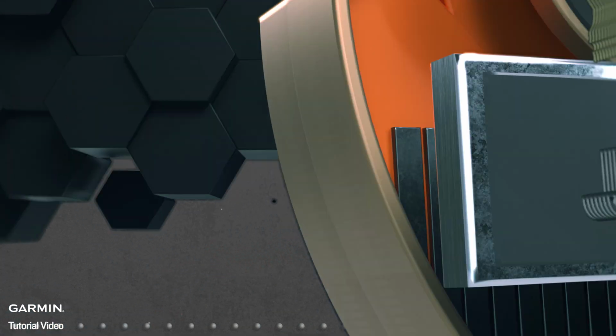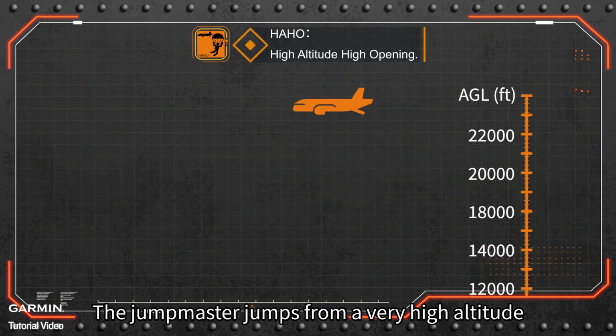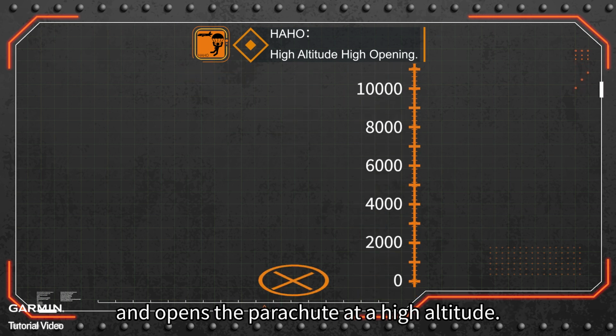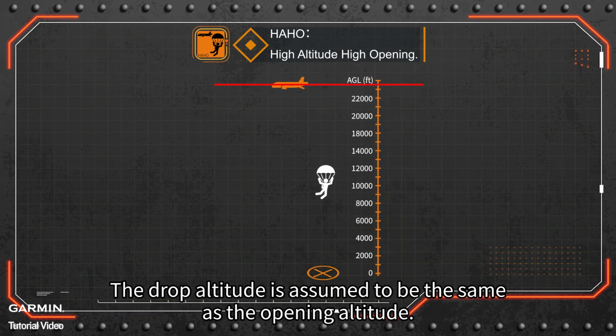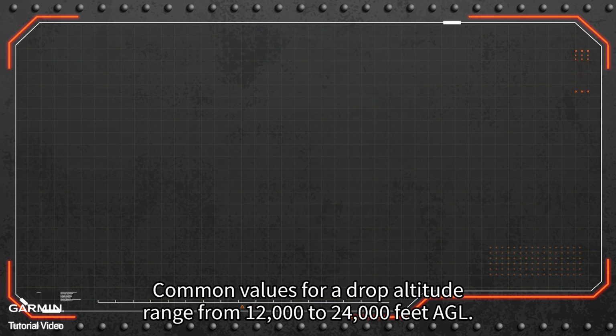Jump types. HAHO, high altitude, high opening. The Jumpmaster jumps from a very high altitude and opens the parachute at a high altitude. You must set a DIP and a drop altitude of at least 1,000 feet. The drop altitude is assumed to be the same as the opening altitude. Common values for a drop altitude range from 12,000 to 24,000 feet AGL.